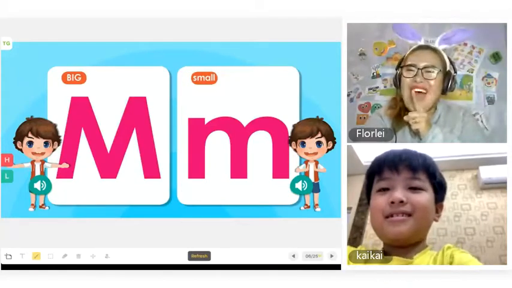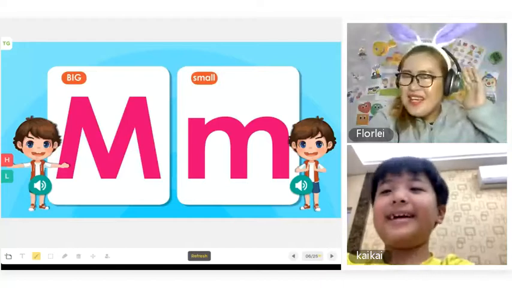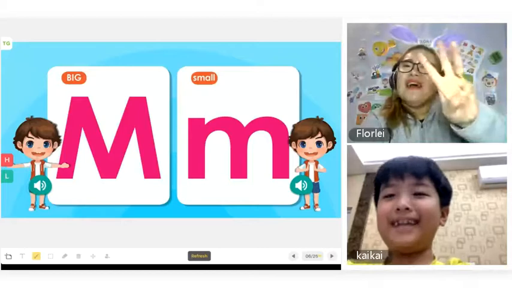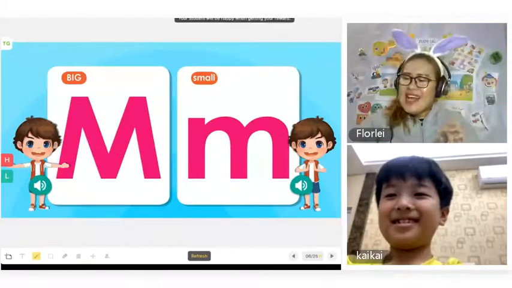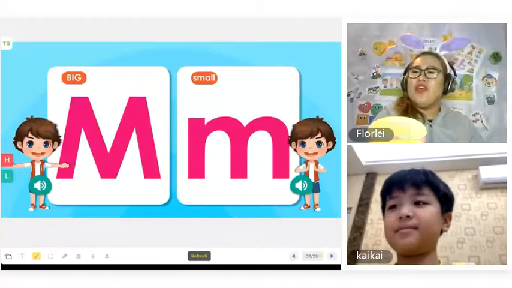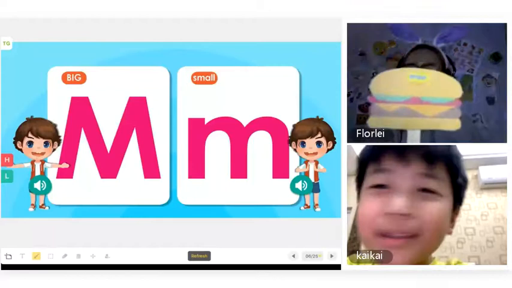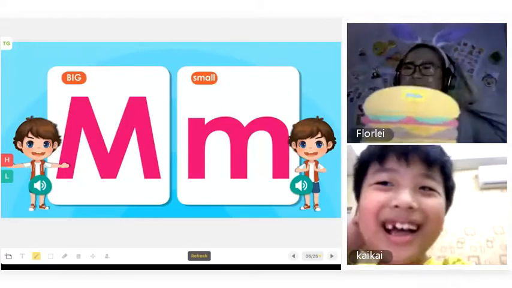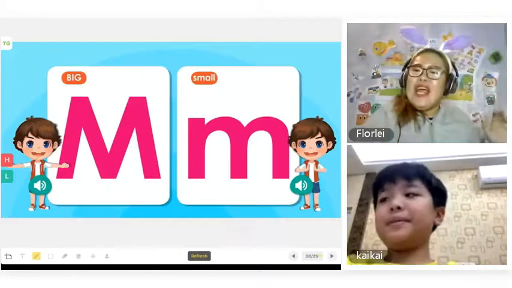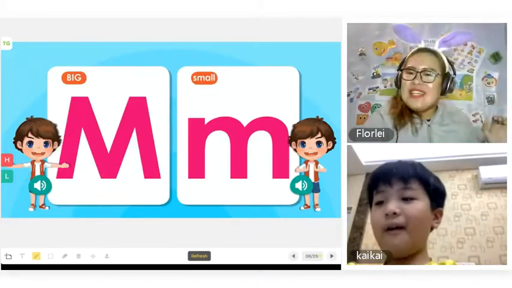Small M. That was so fast. Small M. One more time. Small M. Alrighty. What is Kai Kai's reward? What do we have here? It's a... Yum yum yum. It's a hamburger. Alright, that's for you. Yummy burger. Now let's go to page 7. Let's swim to page 7.